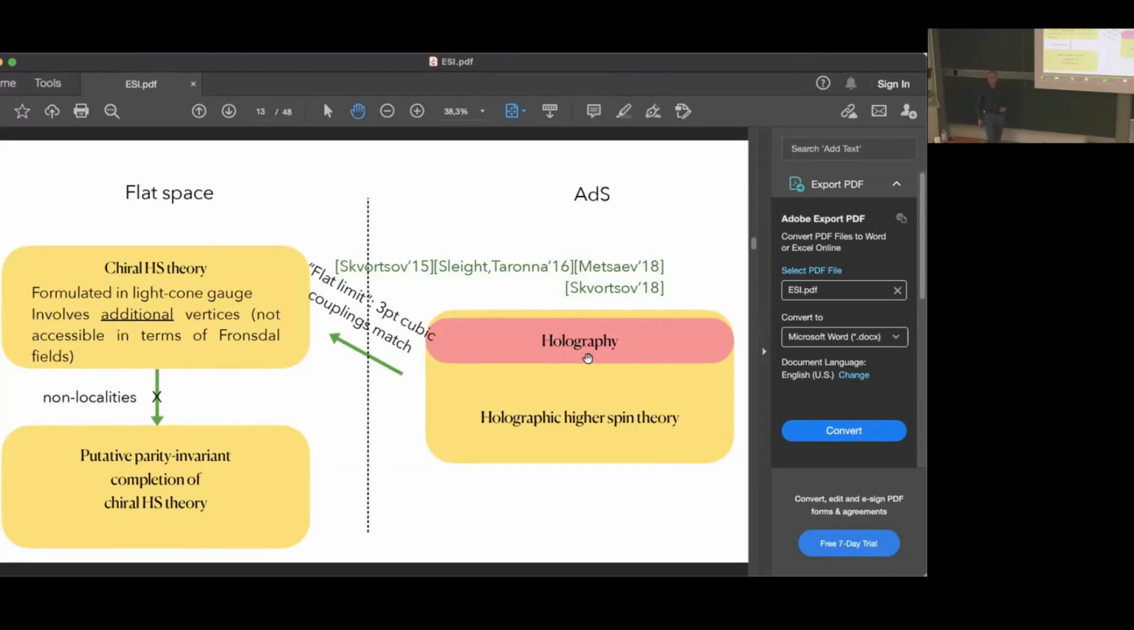May I ask whether this putative parity invariant completion of chiral Higher-spin theories is supposed to be unitary or non-unitary? Thanks to non-localities, would you like to reconstruct a unitary theory, or are you still working without caring about unitarity? So I would like to mimic the way it works for Yang-Mills and self-dual Yang-Mills. Self-dual Yang-Mills is just in a way part of a complete Yang-Mills, and Yang-Mills is unitary. I want to do something like that here. I regard this chiral Higher-spin theory as just a piece, and I want to complete it to a unitary theory.